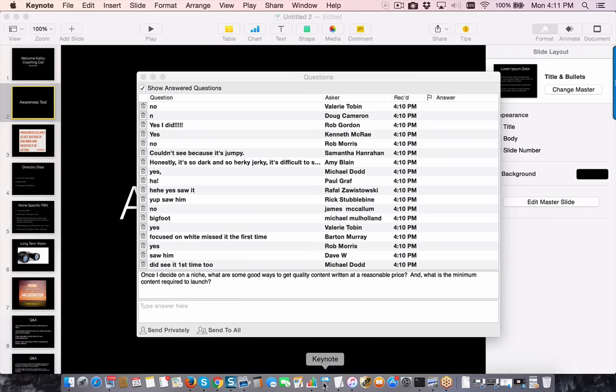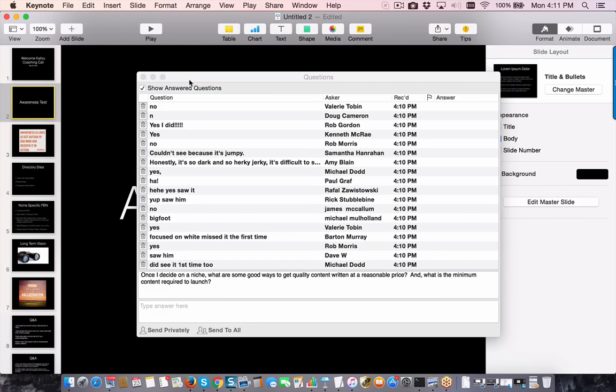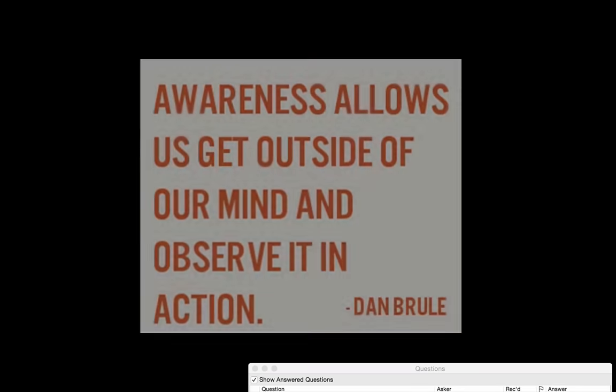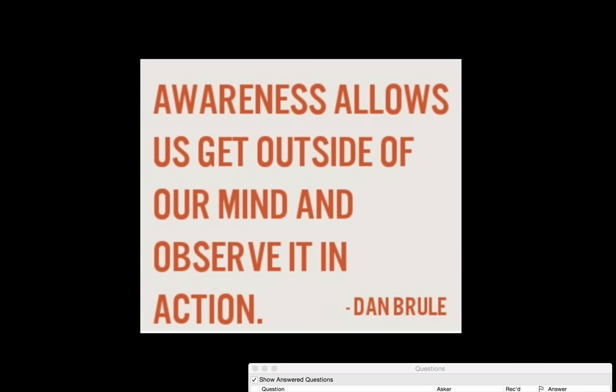So how is this applicable to you besides just being a cool little trick? Well, it is in a huge, huge way. Pure awareness itself allows us to get outside of our own mind and observe it in action. That's what that exercise just did. It allowed you to step out of your own mind, especially if you got involved in it, you've never seen it before, you feel the emotion of it. You just got outside of your own mind and you observed it in action.